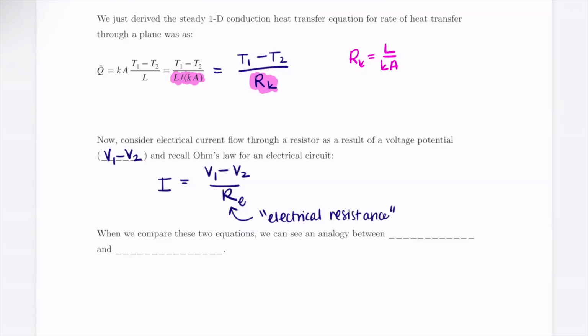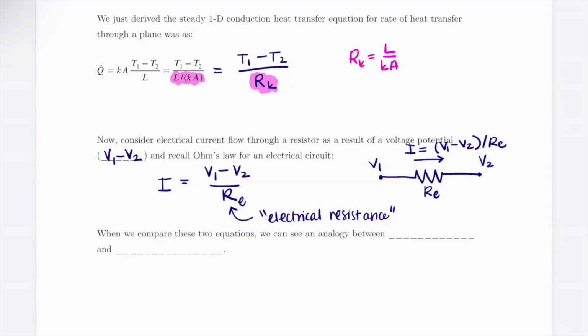All right, so just to draw this, we have our voltage 1 here, our voltage 2 here, and our electrical resistance here. And so we have current going in this direction, I, which is V1 minus V2 divided by RE.